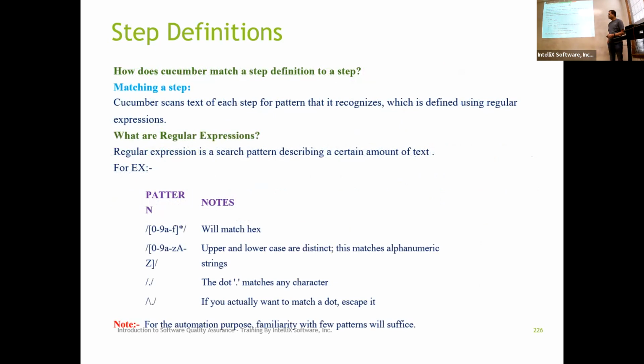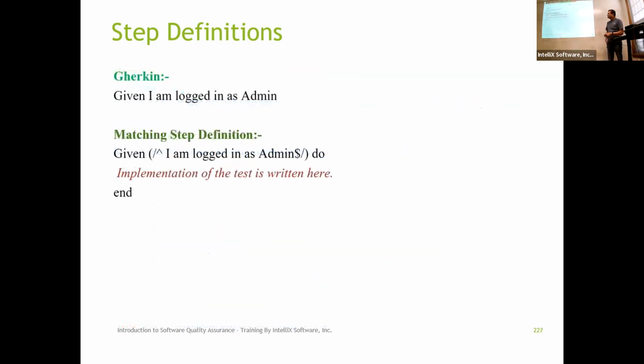This is what it looks like. So how does it match? It uses regular expressions. I don't know if any of you know regular expressions, but it's pattern matching. It looks at the step and then tries to match it up with the step definition. So if I have a step like this, Given I'm logged in as an admin, you will have a matching step definition, something like this. And then your Ruby code goes in here, in between.